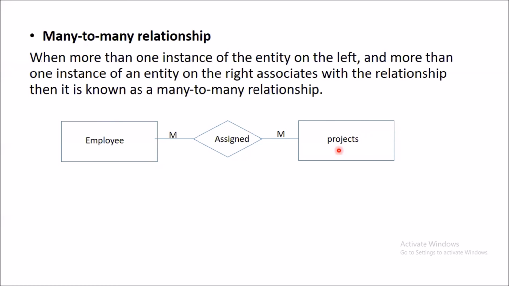Now next is many-to-many relationship. When more than one instance of the entity on the left and more than one instance of the entity on the right are associated with the relationship, this is known as a many-to-many relationship. Here employees are assigned projects. So this is a many-to-many relationship. An employee can have many projects and a project can have many employees. So this is a many-to-many relationship and this is how we can represent it.